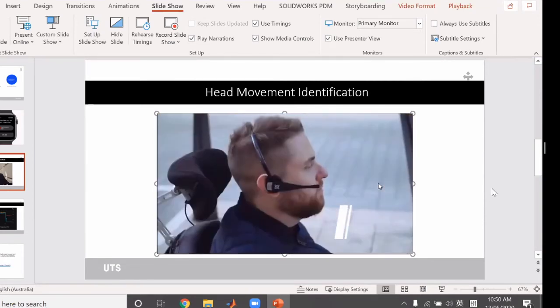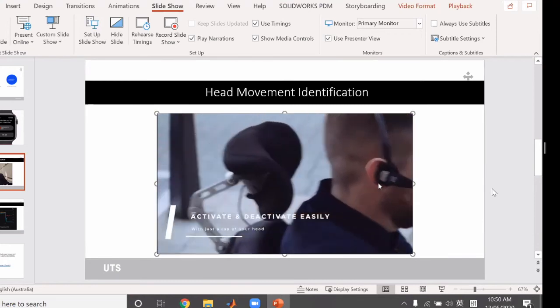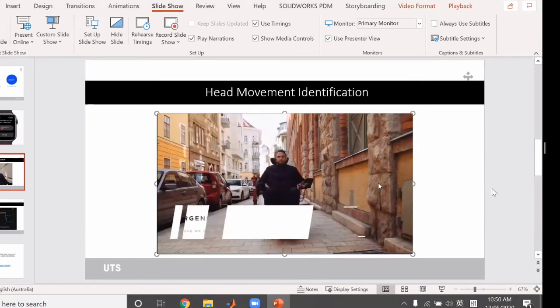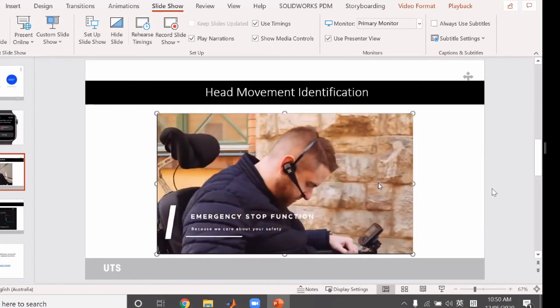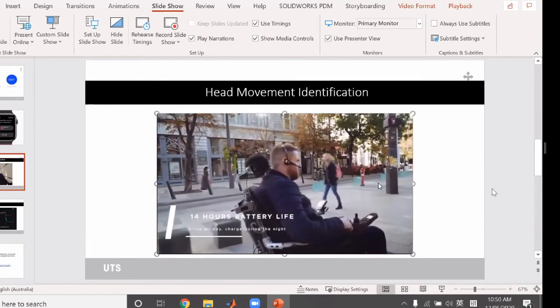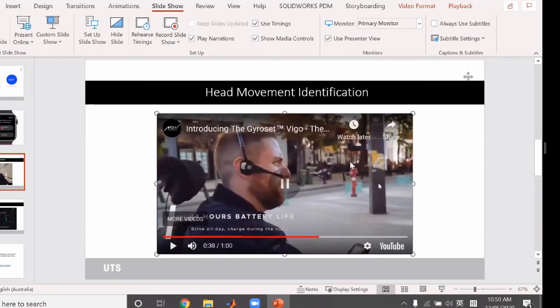If they nod the head, tap your head, then it's going. If you can see the screen, there's something like that. So if you don't nod the head, the wheelchair will go straight. If you roll your head, the wheelchair will turn left or turn right.